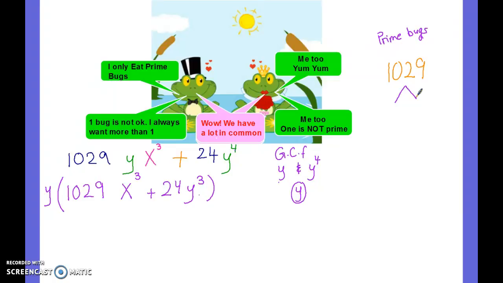So let's check for 2. Look at the last digit. It's a 9. Since this is an odd number, 2 will not work. Let's look at the 3. Is this number divisible by 3? It is. If you want to check, you add up all the digits. So 1 plus 0 plus 2 plus 9, which is 12. And since 12 is in the table of 3, that means that my number is divisible by 3. So 3 is a prime number, so the frog is going to go ahead and swallow the 3 bug. Yum, yum.